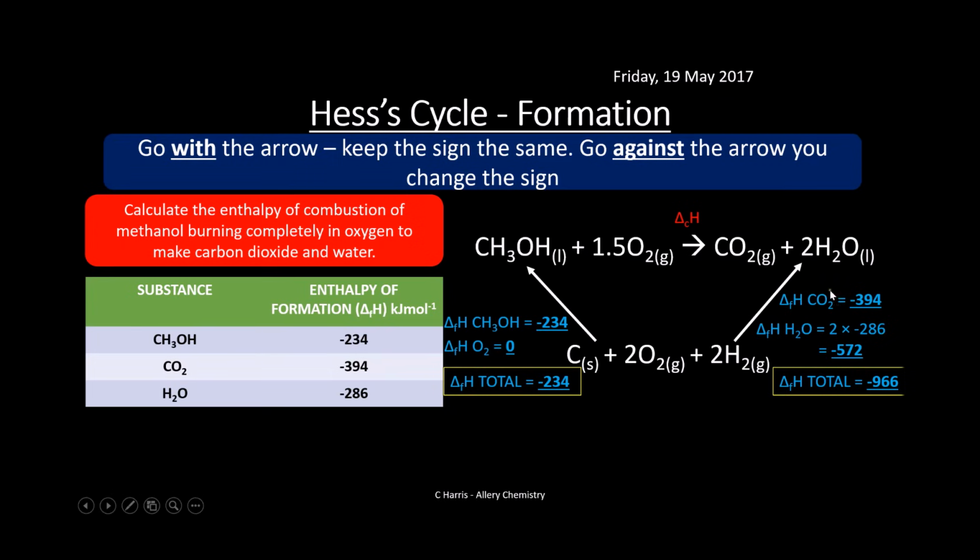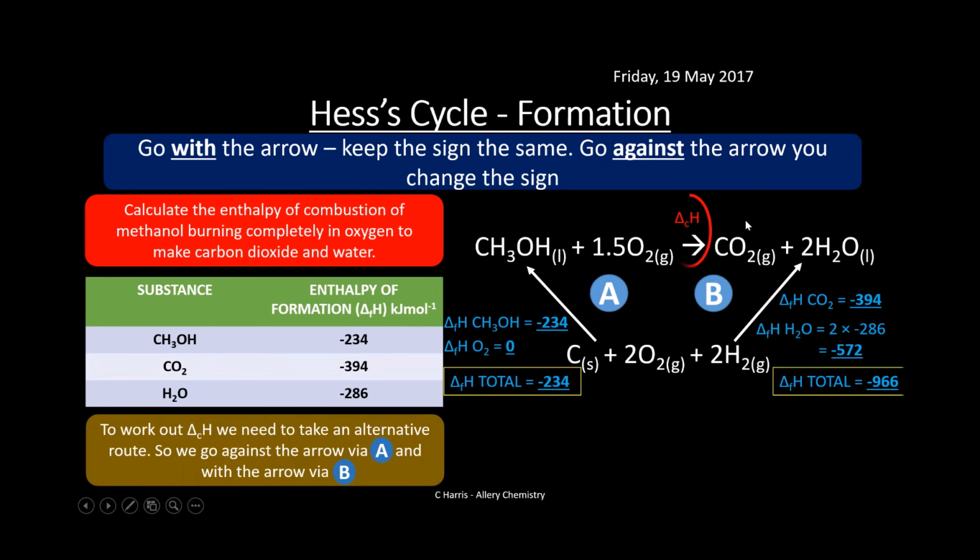Remember, we want to work out the enthalpy of combustion. This is the enthalpy of combustion over here, because this is the burning bit. Sometimes this may also be known as the enthalpy of reaction, but in this case we're going to use combustion. So we need to work out the enthalpy of combustion, and so we need to take an alternative route. We go against the arrow via A, and we go with the arrow via B. So imagine it's like a roadblock.